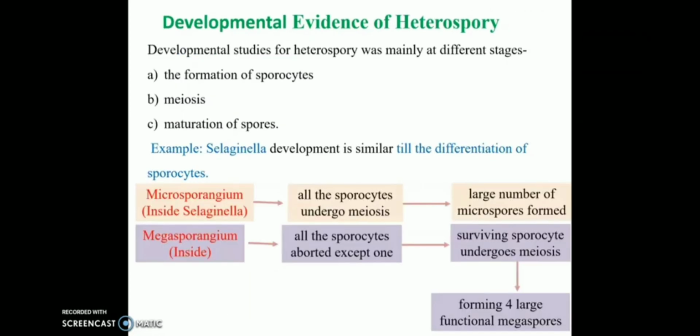The second is developmental evidence. In developmental evidence of heterospory, there are many different stages: first is the formation of sporocytes, then meiosis, and maturation of spores. For example, in Selaginella the development is similar up to the differentiation of sporocytes. In the microsporangium of Selaginella, all the sporocytes undergo meiosis, and a large number of microspores are formed. In the megasporangium, all the sporocytes abort except one surviving sporocyte, which undergoes meiosis, forming 4 large megaspores. Of the 4 megaspores, 3 disintegrate and only 1 acts as functional.